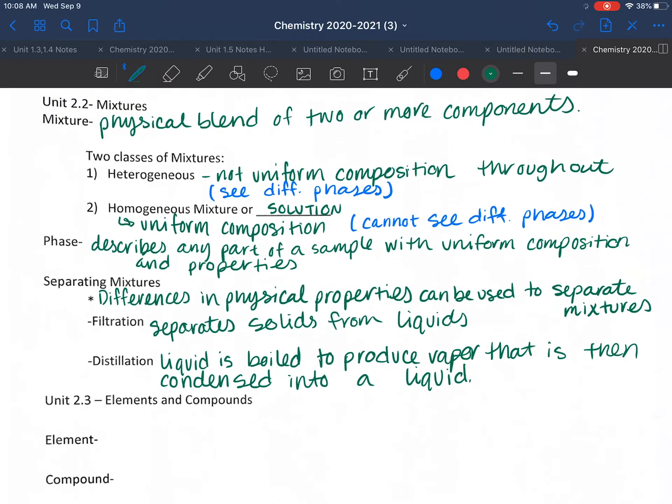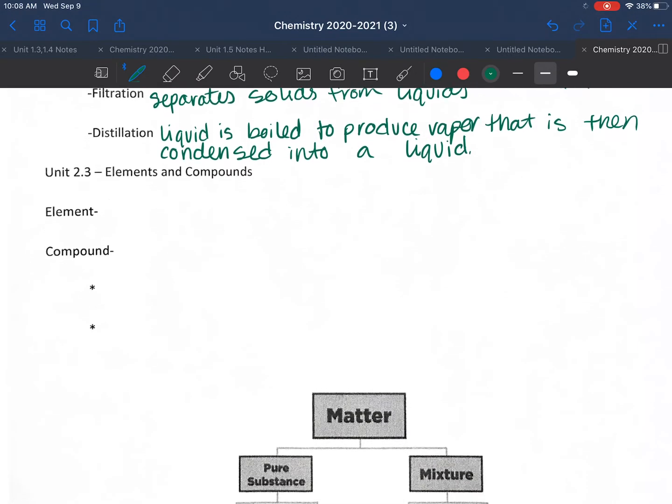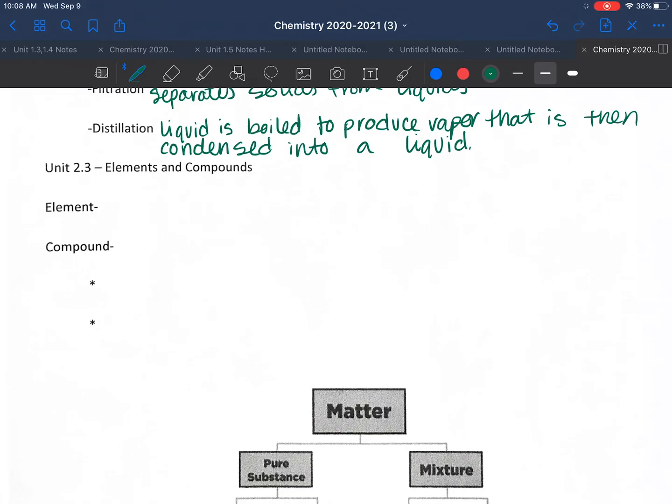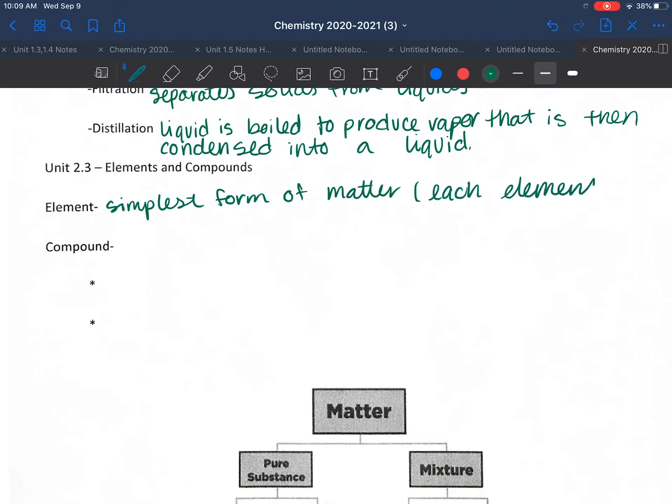Unit 2.3 is just talking about elements and compounds. Here we will define element first, which is defined as the simplest form of matter. And we also have to note that each element has their own unique set of properties.